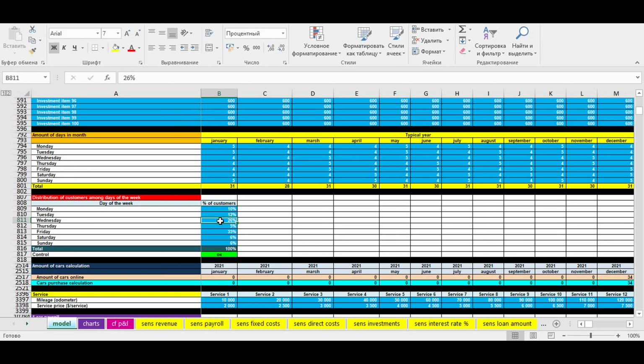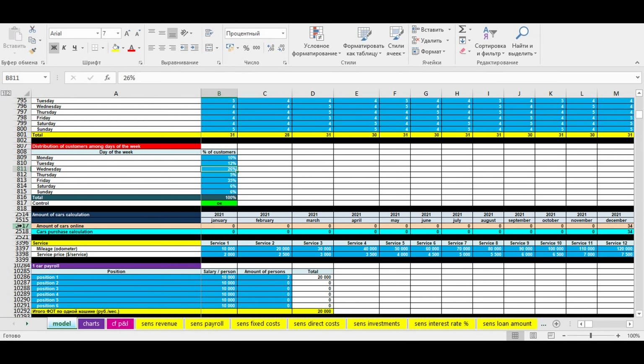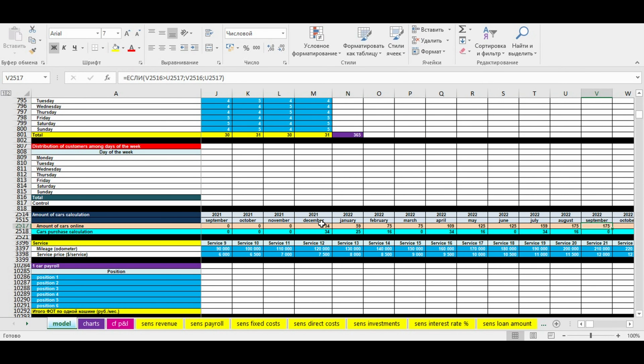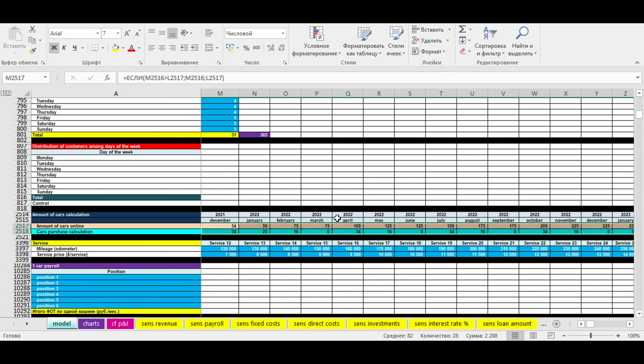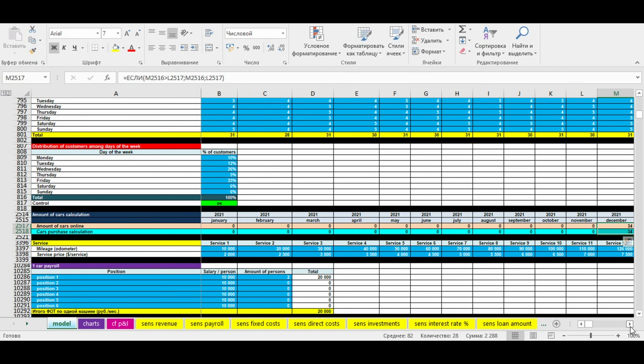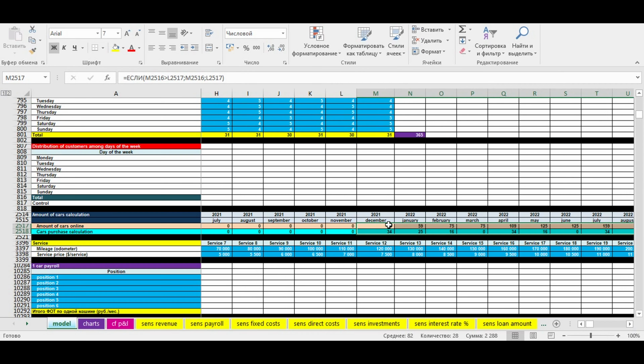Then you have two simple lines: amount of delivery cars online and delivery cars bought each month depending on growing amount of customers. These lines are automatic and it's a result from your limitation system. Each time you adjust the amount of customers, these lines change automatically and affect the amount of investment you need to start this business.